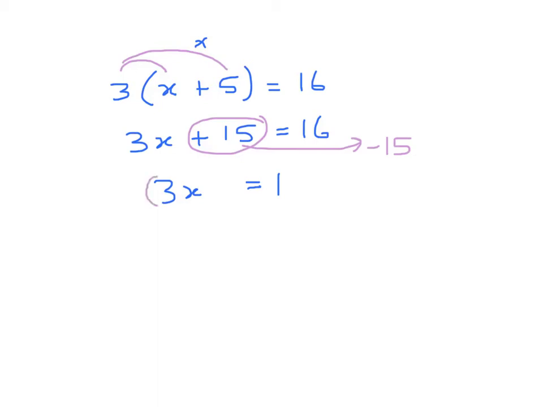I want to get rid of this 3. It's 3 times x. I'm going to divide by 3 to get rid of it. And I have to do the same on the other side, divide by 3. This will cancel. So I'm left with x equals 1/3 here.